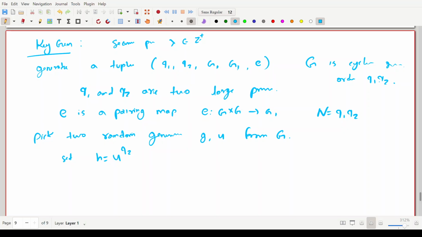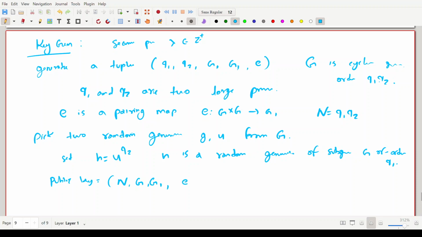If you observe, this is U raised to Q2. If you put this H raised to Q1, it will be a generator of Q1. So H is a random generator of the subgroup of order Q1. Okay, what is the public key? The public key is capital N, G, G1, your map E, small g, and H. And what is the secret key? It is your Q1. Only Q1 is the secret key.